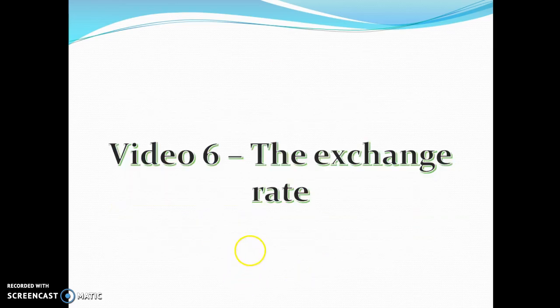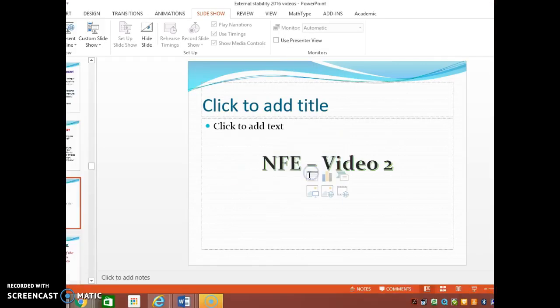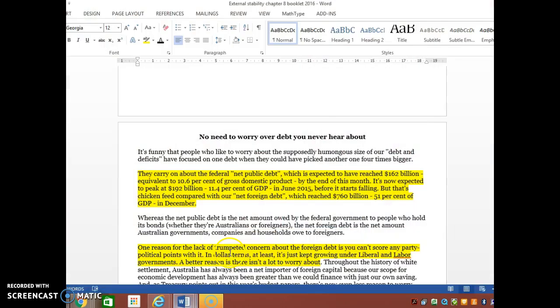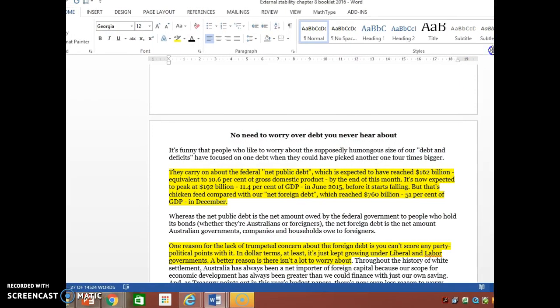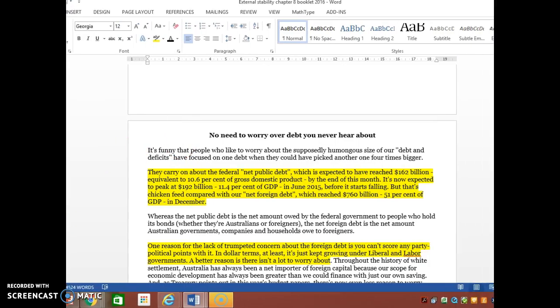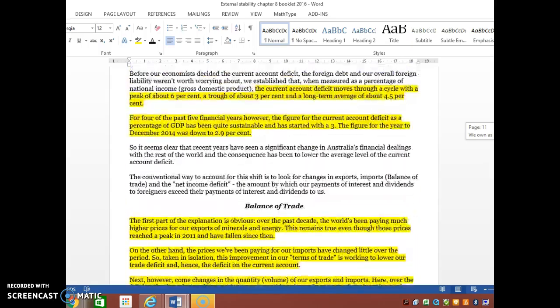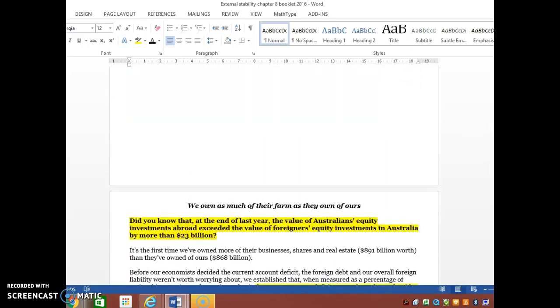I'm just going to flick to something else within this video. Hopefully it works all right. Just minimize the screen. Okay, that might not work. We'll flick back up to the top. This is just an article that I just wanted to go through briefly with you.